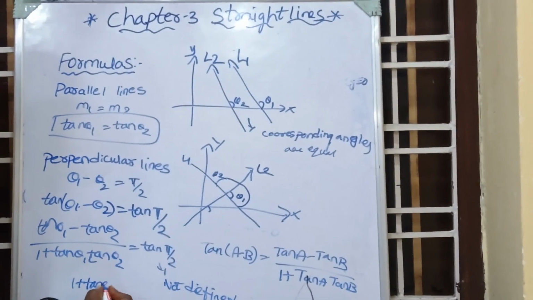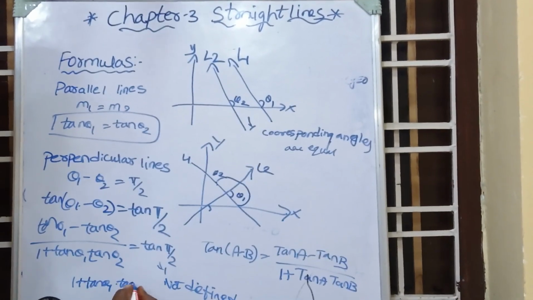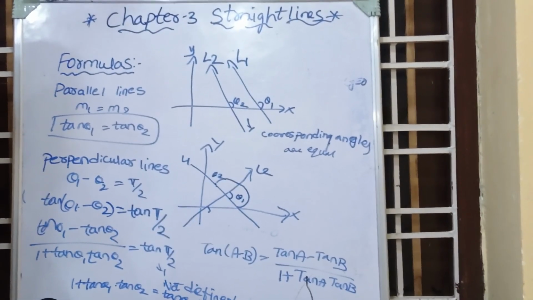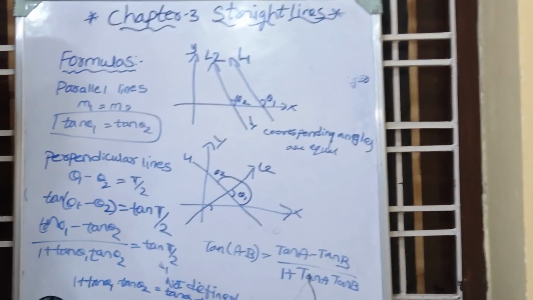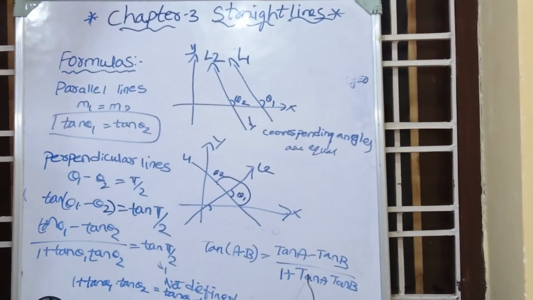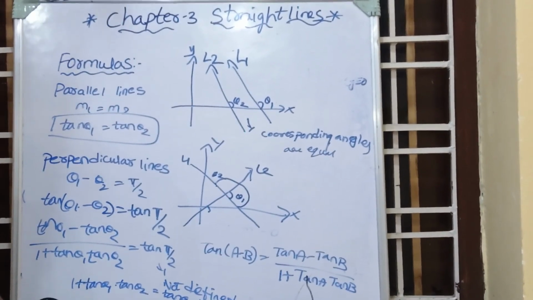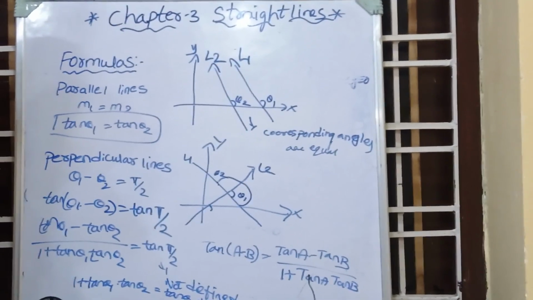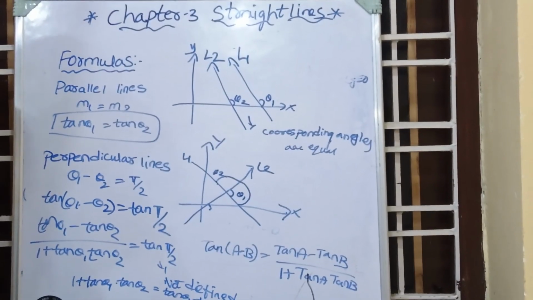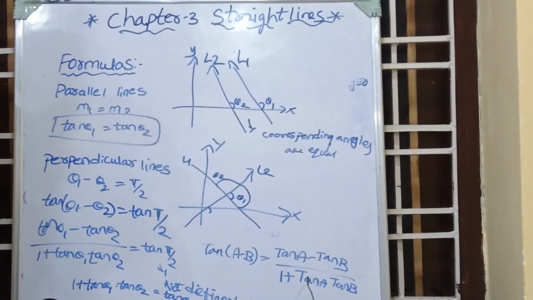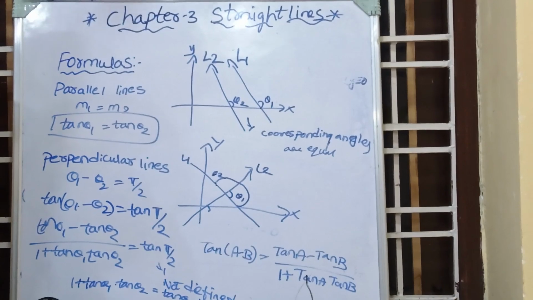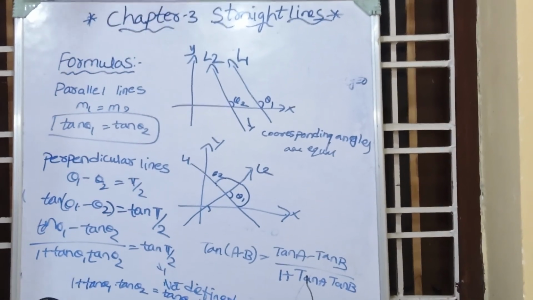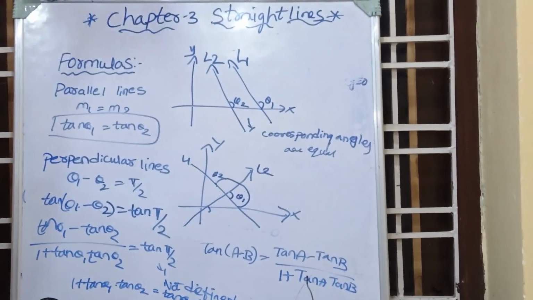So 1 plus tan theta 1 into tan theta 2 equals 0. Therefore tan theta 1 into tan theta 2 equal to minus 1. With m1 as tan theta 1 and m2 as tan theta 2, m1 into m2 equal to minus 1. This is the formula when lines are perpendicular, and m1 equal to m2 when lines are parallel.